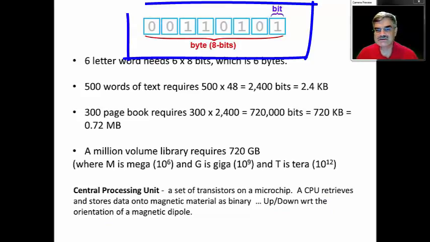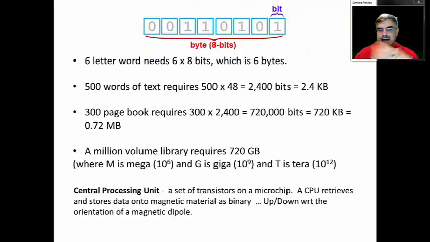And at the top of the slide I show what we mean by bit, and 8 together are a byte. So let's consider this. If you had a 6-letter word, which is about the average length of a word in the English language, you would need 6 of these 8-bit pieces, or 6 bytes. If you had 500 words of text, say on a page of a book, this would require 500 times 48, 2,400 bits, or what we say is equal to 2.4 kilobytes.